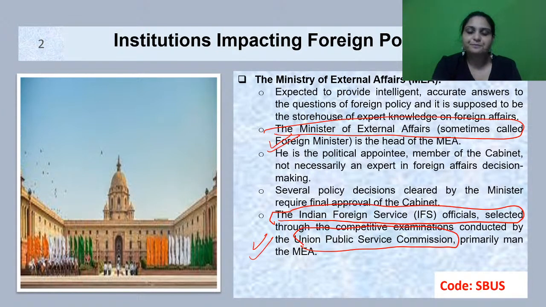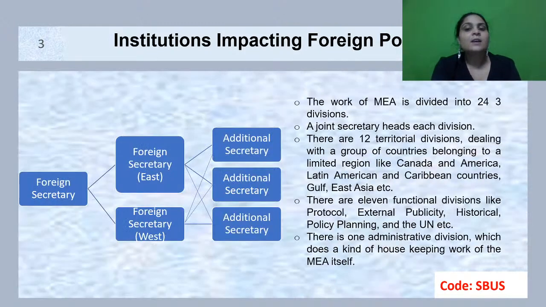In fact, it is already there in the form. If you clear your prelims, when you appear for the mains, you get a DAF to be filled, the detailed application form, in which you can actually give the choices of your services. Now, this person, the foreign secretary, is the main person who will actually decide what should be going on in our foreign policy.